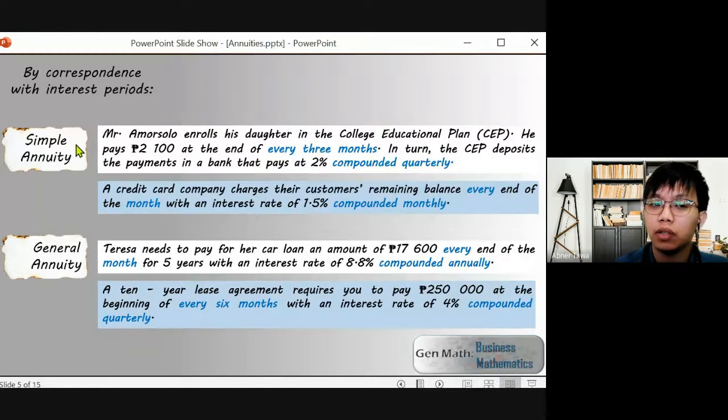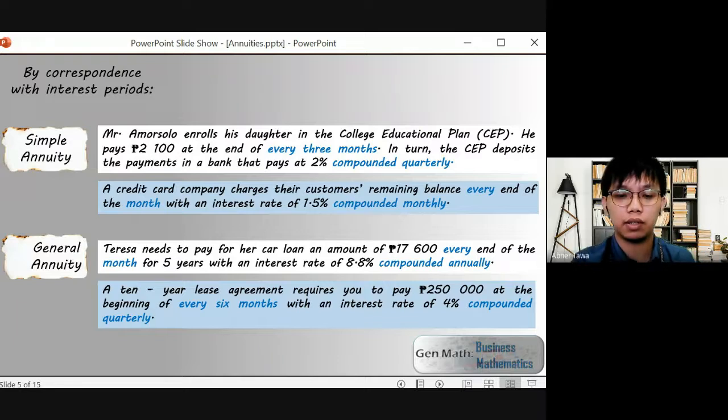Okay? Did you get the difference between simple annuity and general annuity, or are there any questions? Okay, if there are no questions, kindly press the raise hand button or raise hand icon. Okay, thank you.